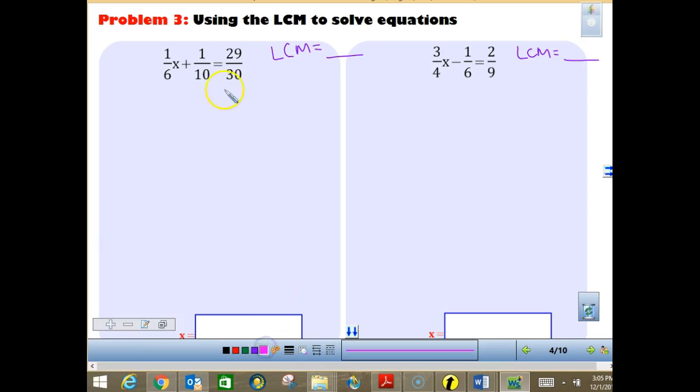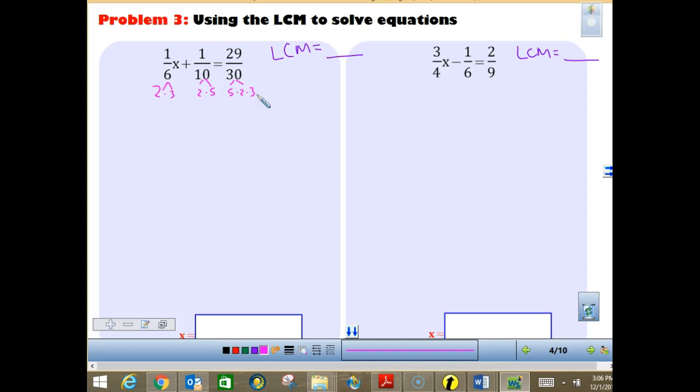One thing I might want to think of is 6 is prime factors of 2 times 3, right? 10 is 2 times 5 or 5 times 2. And 30 is 5 times 2 times 3. For the least common multiple, I always want to go to the biggest number of my three fractions, the three numbers in my denominator. I have 6, 10, and 30.